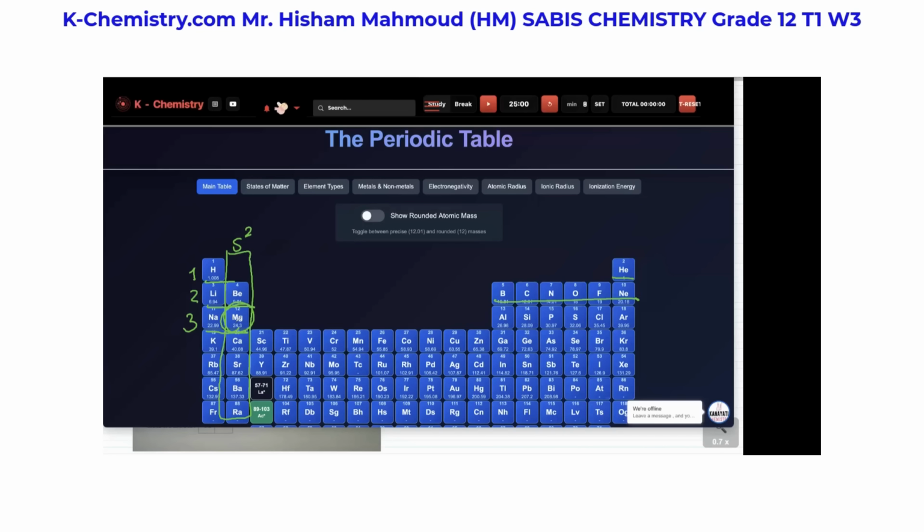I could have even found this without making the full configuration, because I know that any element here finishes in s1 and so on. So if I give you an element that finishes in p5, you will know automatically it will be one of these. And if I told you it is 3p5, automatically you will go for this one because 3 means period 3. So no need for me to even make the full configuration, but just to clarify.